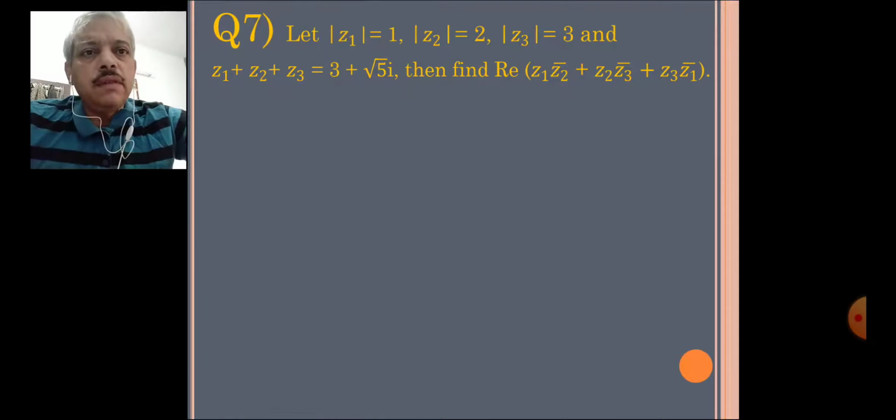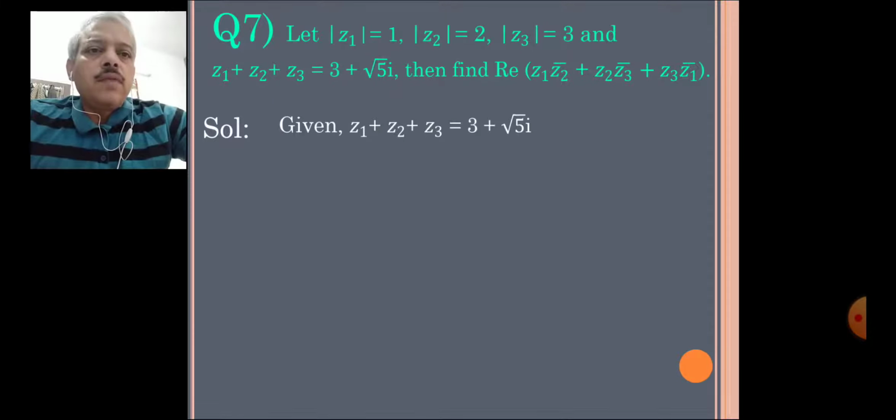Now move to question number 7. Question number 7 is: let |z1| = 1, |z2| = 2, |z3| = 3, and z1 + z2 + z3 = 3 + √5 i. Then you have to find the real part of z1 z̄2 + z2 z̄3 + z3 z̄1. So we have to find the real part of z1 z̄2 + z2 z̄3 + z3 z̄1, and we are given z1 + z2 + z3 = 3 + √5 i.